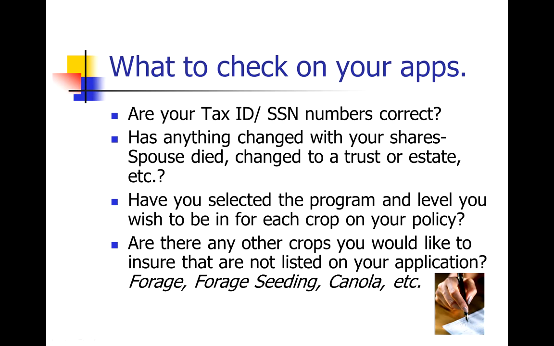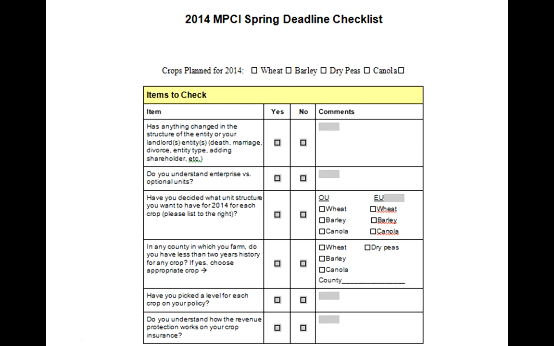Well, usually we'll list every crop in the county that you possibly could insure, at least at a pretty low level, so that if you decide after this deadline that you're going to go out and, let's say, seed canola and you never have before, at least it's listed on there so we have insurance to qualify for FSA linkage. Most of you received this checklist in the mail.